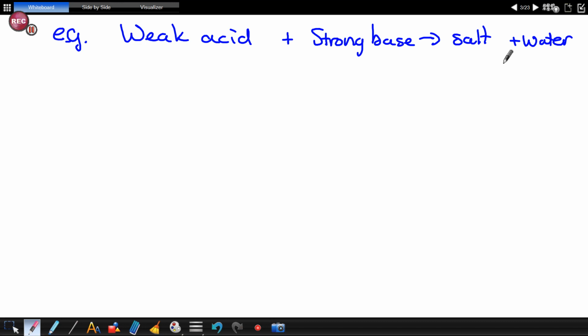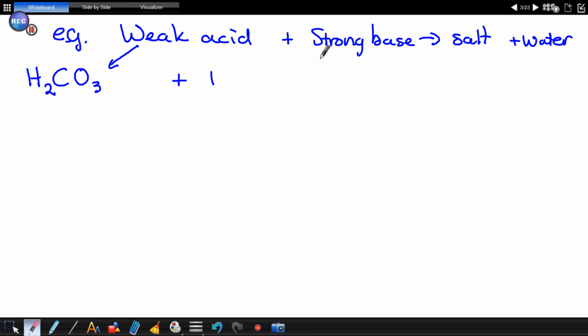The anion is a weak base, am I right? Then it will react with the acid. So let's see: CO3 2 negative. Carbonic acid. Yes, carbonic acid is a weak acid.